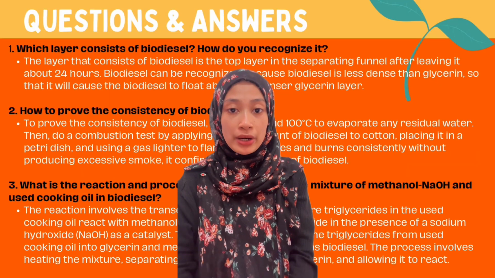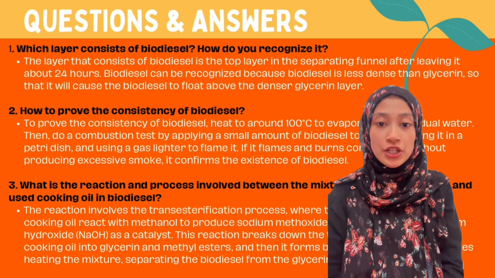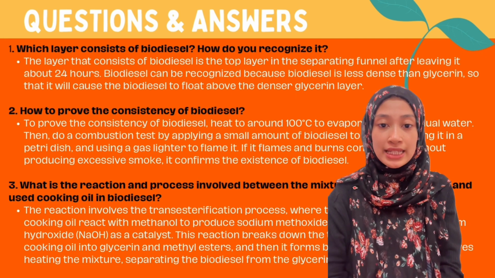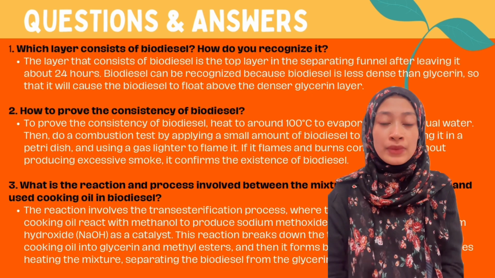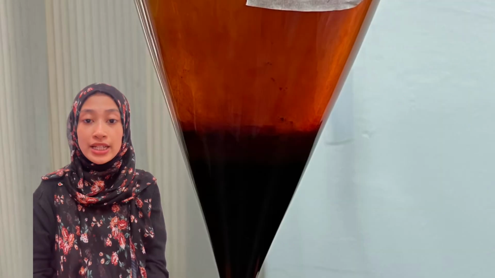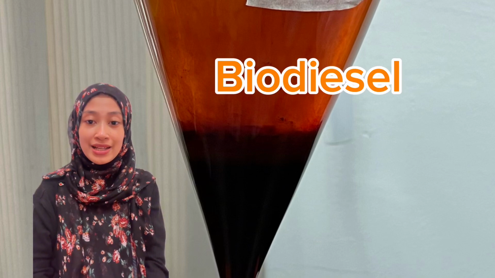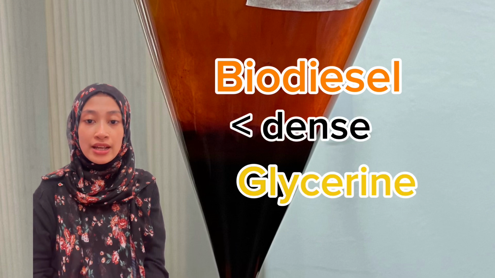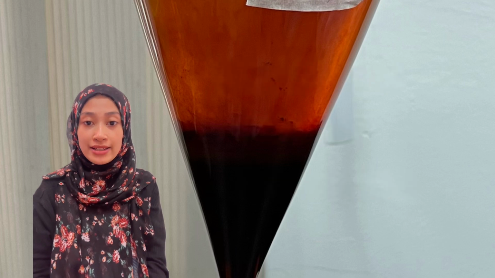I will present my part of the lab report of this experiment, which are questions and answers and also the conclusion. For the questions and answers, the first question is, which layer consists of biodiesel? How do you recognize it? The answer is, the layer that consists of biodiesel is the top layer in the separating funnel after leaving it about 24 hours. Biodiesel can be recognized because biodiesel is less dense than glycerin, so it will float above the denser glycerin layer.